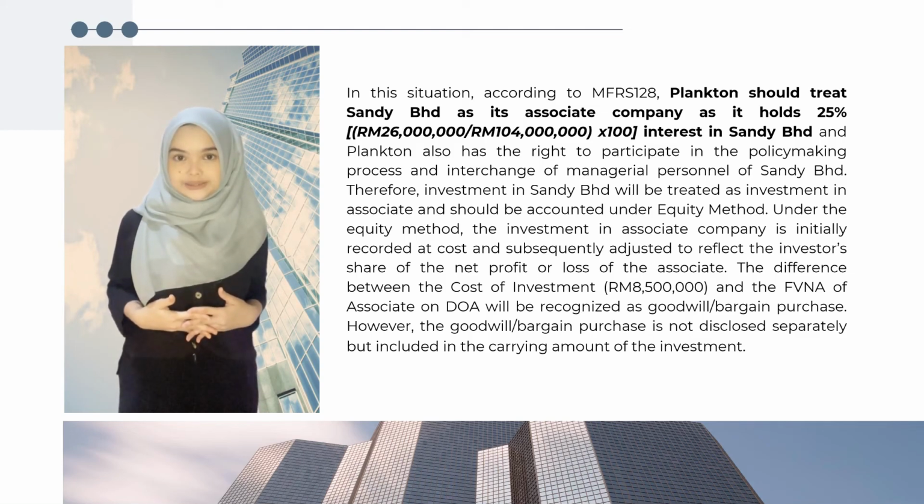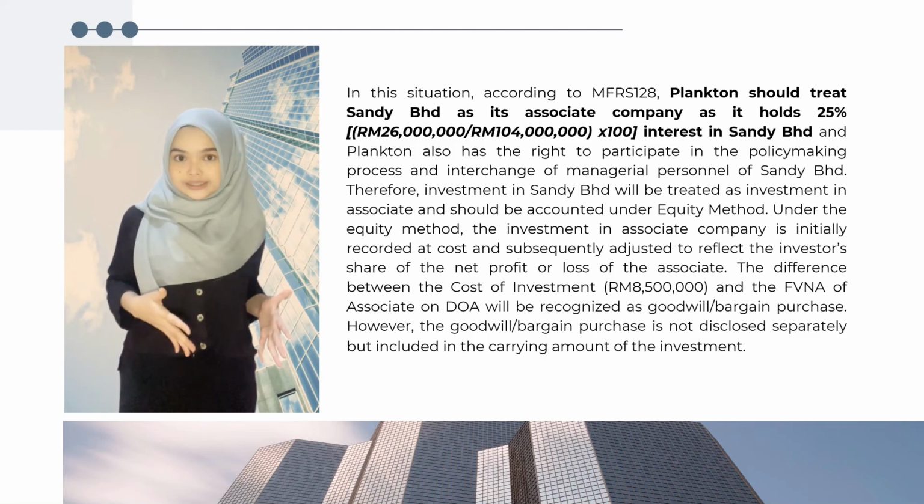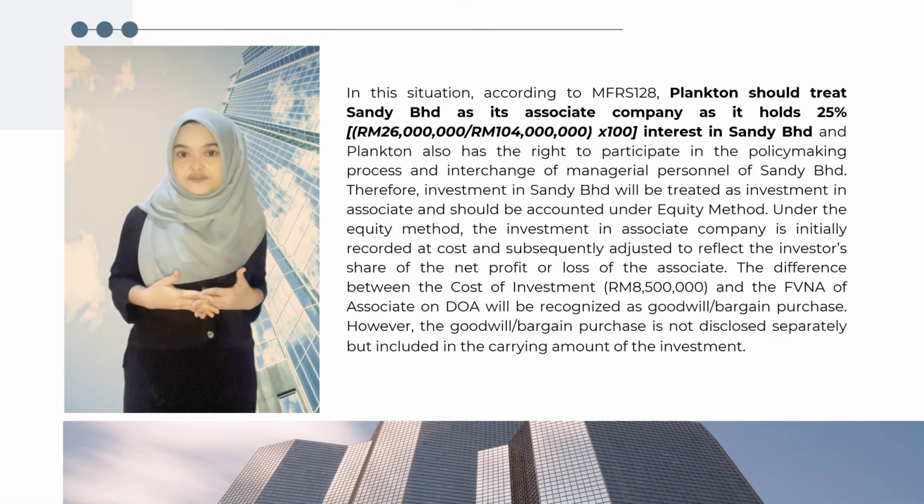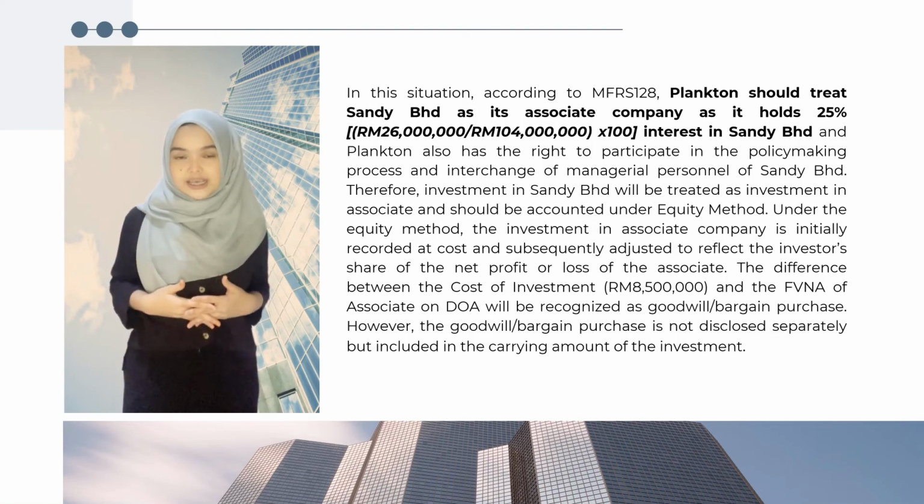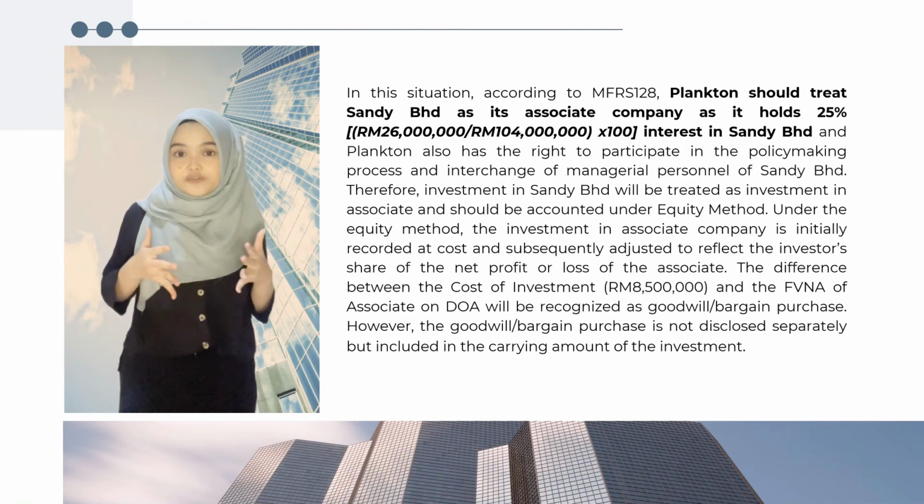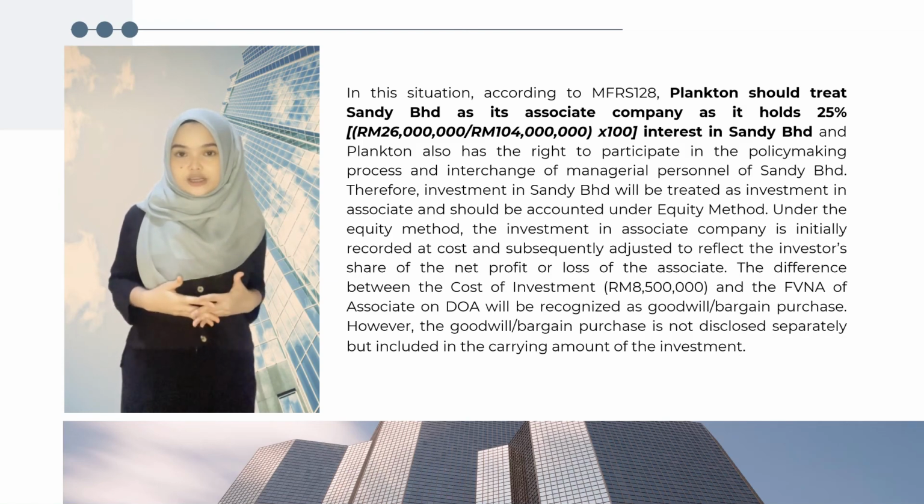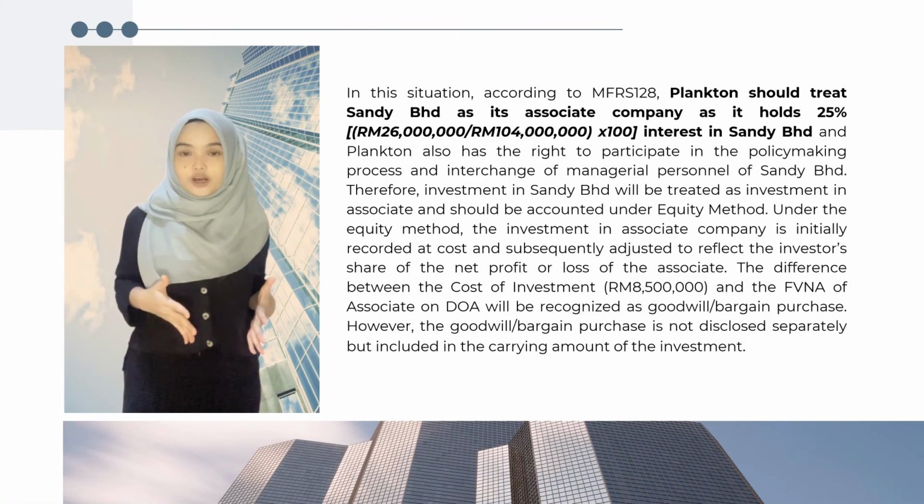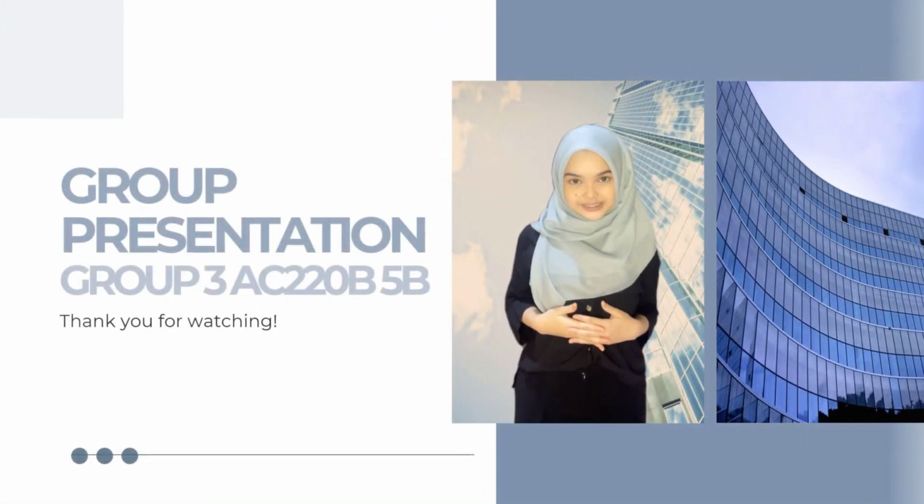Under the equity method, the investment in associate company is initially recorded at cost and subsequently adjusted to reflect the investor's share of the net profit or loss of the associate. The difference between the cost of investment and the fair value of net assets of the associate on date of acquisition will be recognized as goodwill or bargain purchase. However, the goodwill or bargain purchase is not disclosed separately but will be included in the carrying amount of the investment. Now we have come to the end of our presentation.